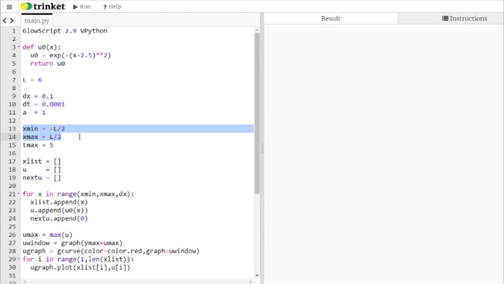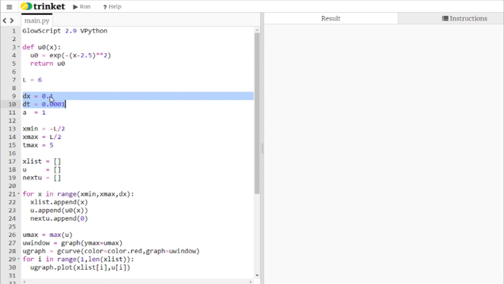The code works the same way regardless. It's going to start at x-min, go up to x-max. Here we've set our dx and dt. You notice I've made the dx a little bit bigger and the dt a little bit smaller.